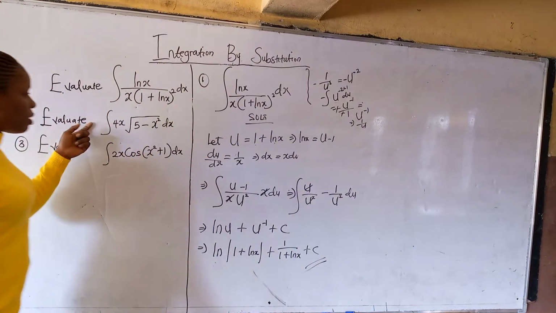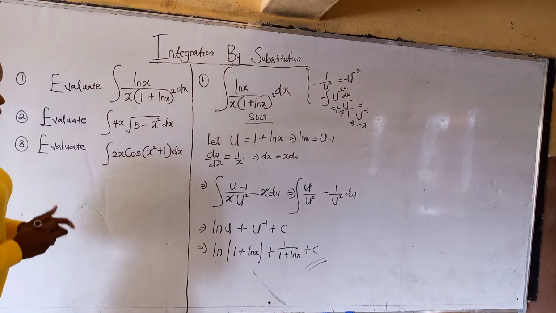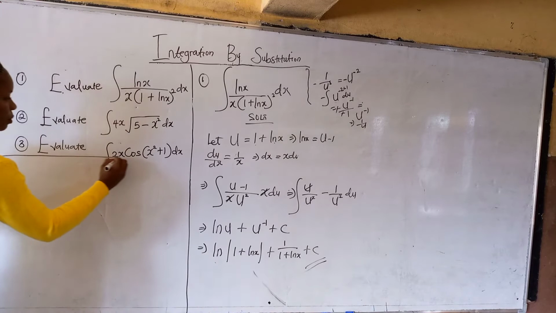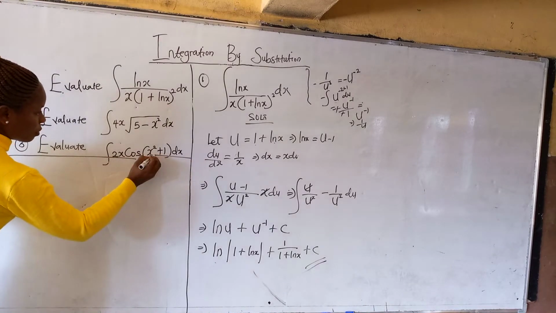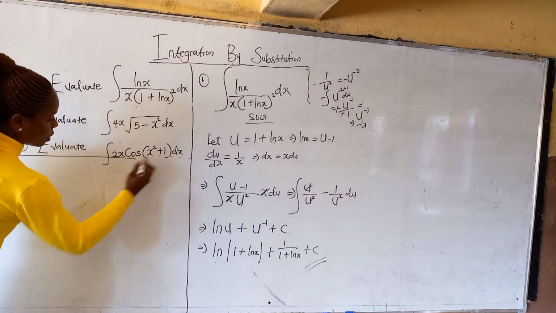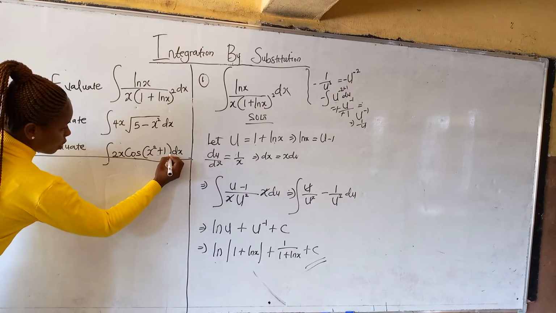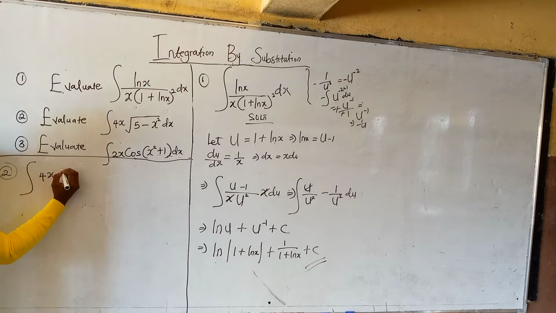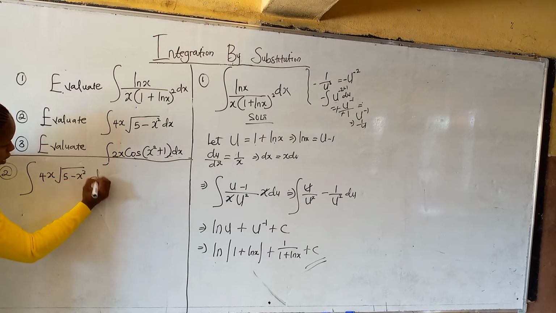So let's see how we can solve the second problem. Let's use this part and solve the second problem. We are asked to integrate this function, 4x square root of 5 minus x squared dx.